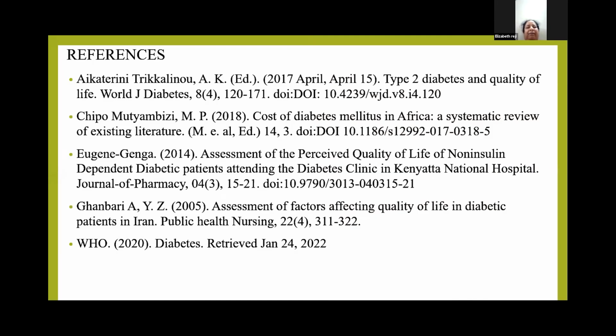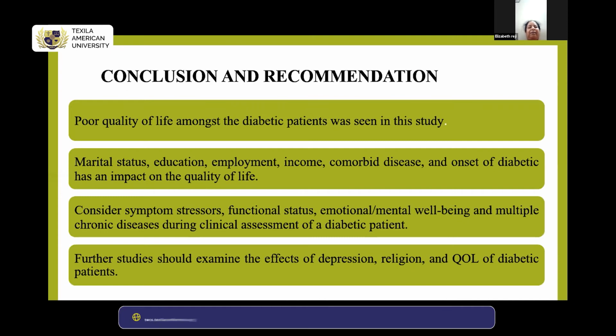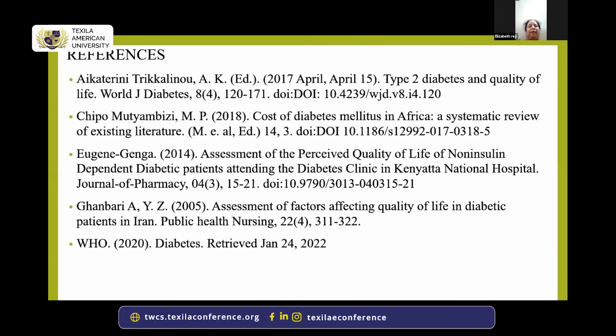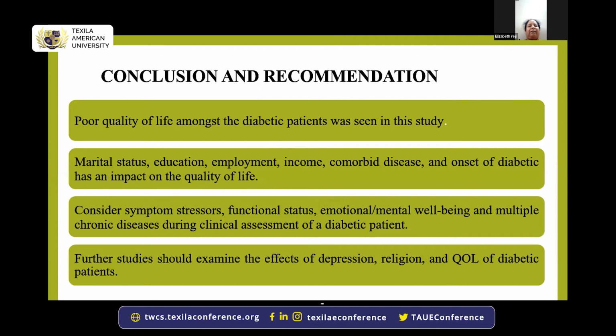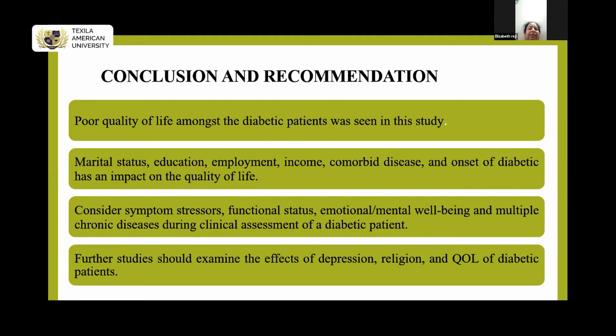Next slide, please. These were my references. Next, conclusion. Poor quality of life among diabetic patients was seen in this study. Marital status, education, employment, income, comorbidity, and the onset of diabetes had an impact on the quality of life. So you see the socio-demographic factors had an impact on the diabetic patients.